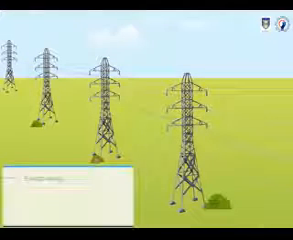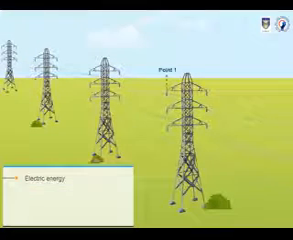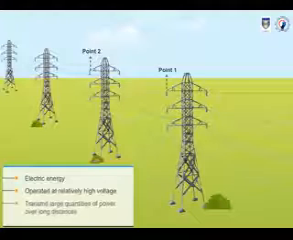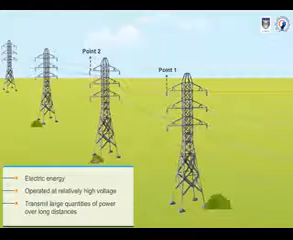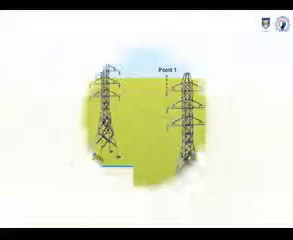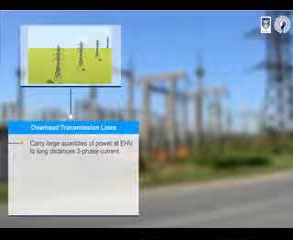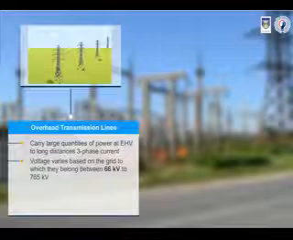Transmission lines carry electric energy from one point to another point through an electric power system. The transmission lines are operated at relatively high voltage. This is to transmit large quantities of power over long distances. Overhead transmission lines carry large quantities of power at EHV to long distances. The voltage varies based on the grid to which they belong between 66 kV to 765 kV.